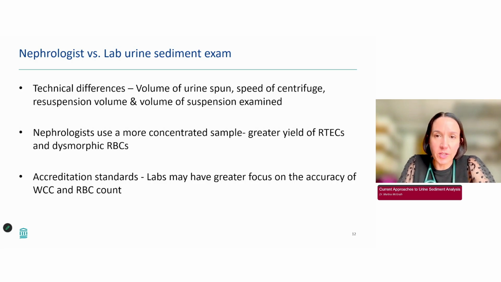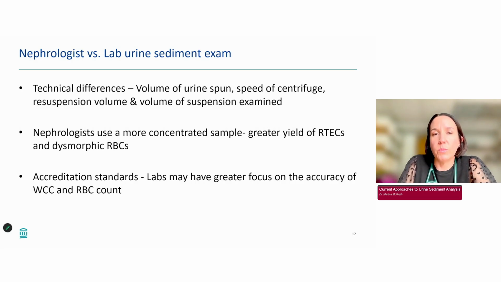So the volume of urine that's used is different. The speed of the centrifuge, the resuspension volume, and the volume that is actually examined differs between these two approaches. Nephrologists use a much more concentrated sample of urine, which gives you a higher yield of renal tubular epithelial cells, dysmorphic cells, and casts, versus the laboratories, which are actually CLIA certified based on their ability to produce an accurate urine white cell count and red cell count.